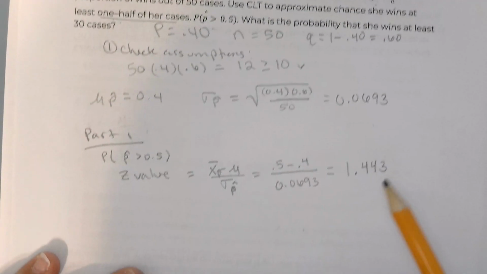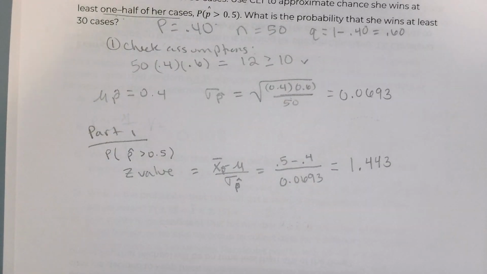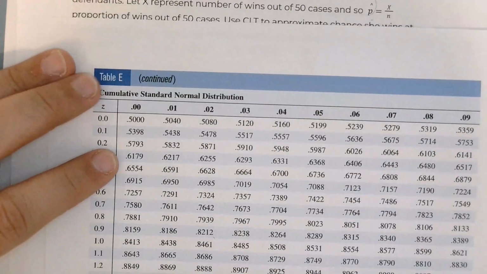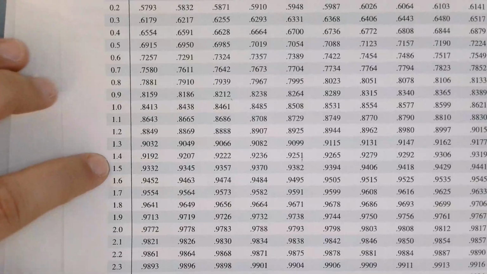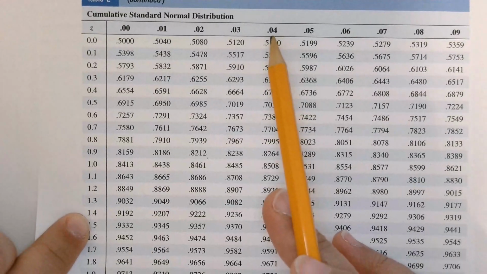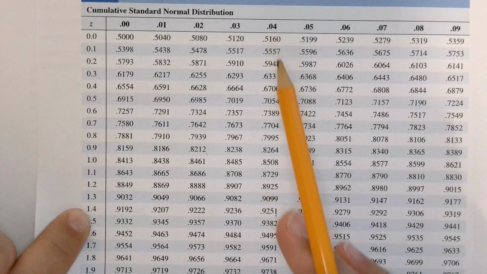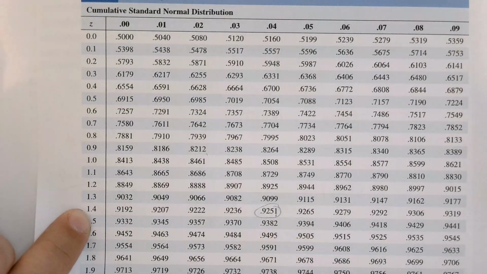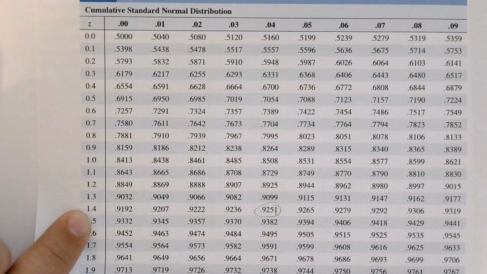Now when I put that in the calculator, it gives me a z-value of 1.443. So because I'm using my tables, I'm going to grab my table here for the standard normal distribution, and I'm looking for 1.4, and then at the top I'm looking for the second 4 in the decimal. So this is 1.44, and that gives me a value of 0.9251.